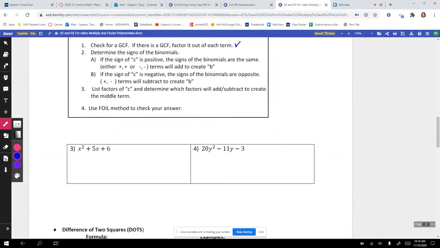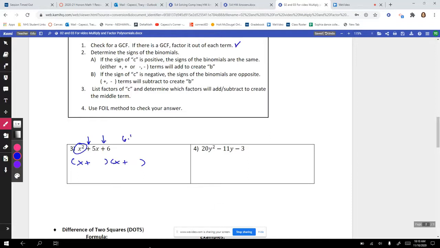So let's look at number 3. We don't have a greatest common factor, so I like to set my binomials up right away. This sign is positive, so it tells us that the signs are the same, so they're either both plus or both minus. Because that is plus, we know that they're both going to be plus. The only way I can get to x squared is x and x.